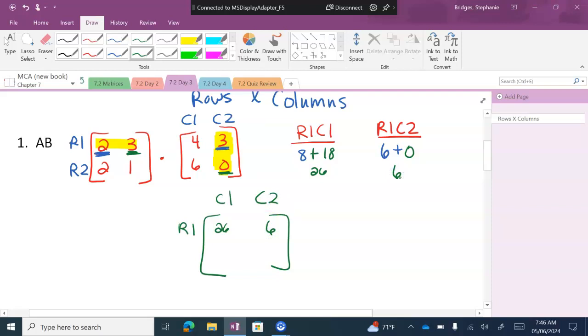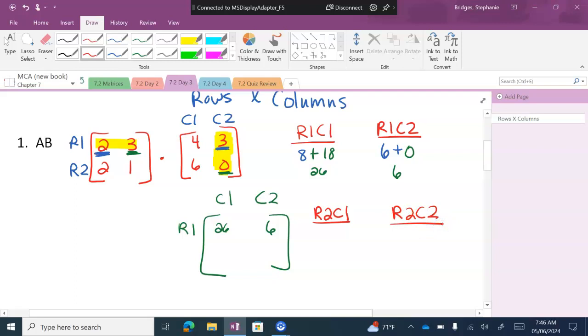Does that make a little bit of sense? Sort of, kind of? Okay. So we have multiplied that first row by each column in the second matrix, so we're done with it. We're going to now move to row 2. And we're going to basically repeat the same process. We're going to go row 2, column 1, and then row 2, column 2.